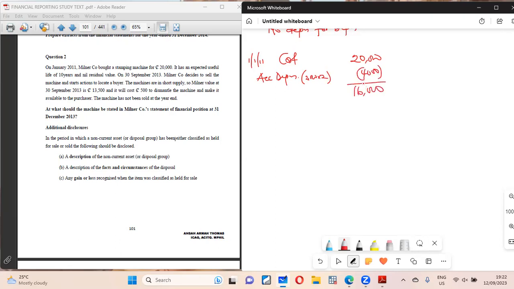Then the decision was made on 30th September. So that would be 9 months. That would be 1,500. It will be 2,000 times 9/12, which is equal to 1,500. Then the closing carrying amount will be 14,000. And then you now look for the recoverable amount. The recoverable amount will now be the 13,500 minus the cost of sale.